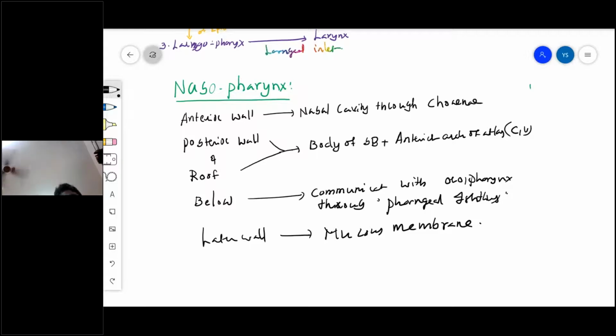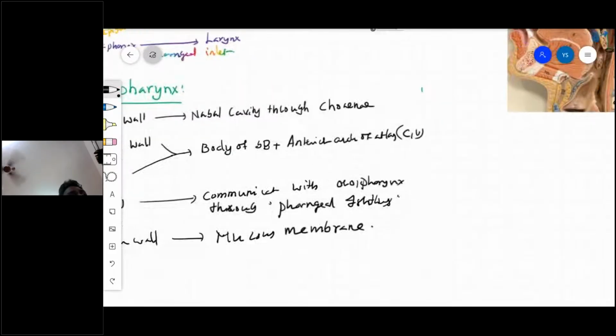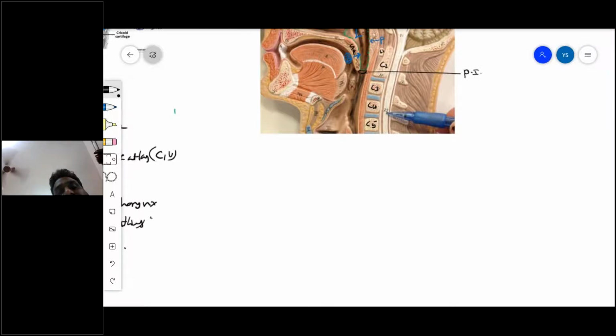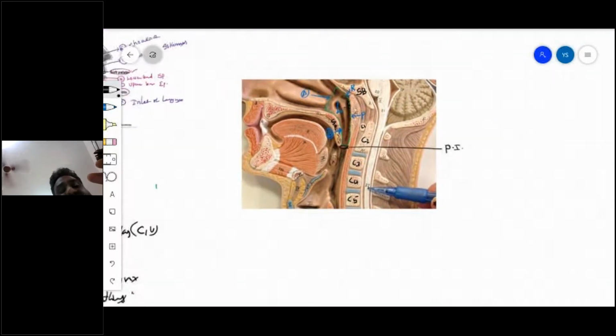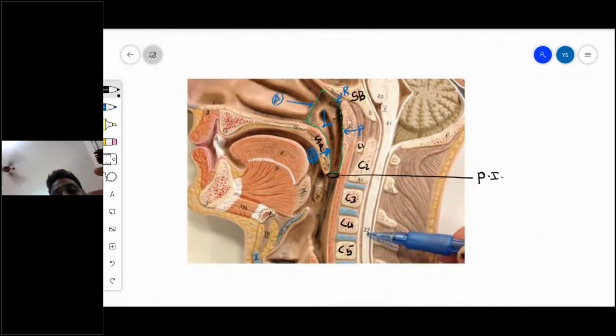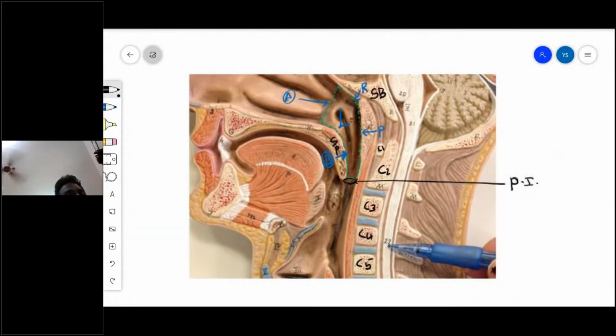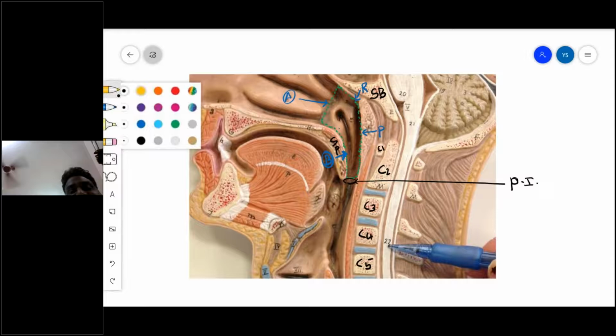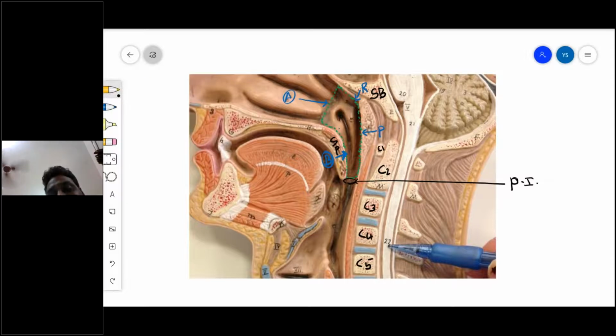So this is about the nasopharynx boundaries. Now we learn what are the presenting features of nasopharynx. So we try to see the presenting features of nasopharynx. I use same picture only. So first we see the features at the roof of the nasopharynx.